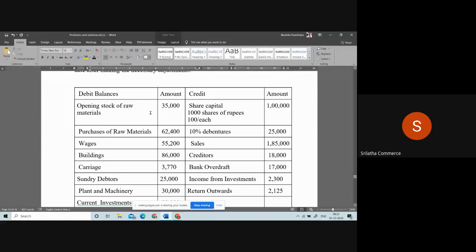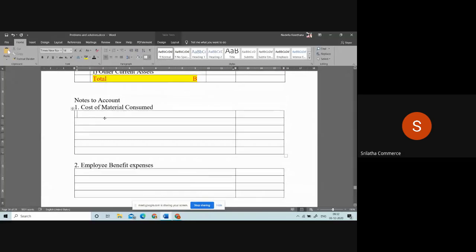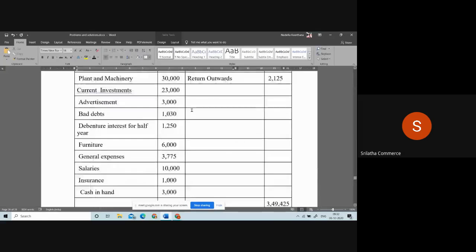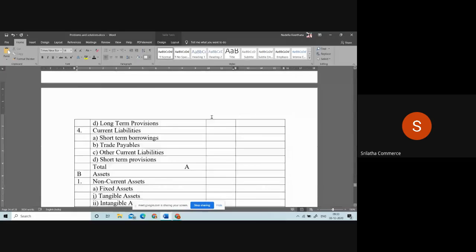Now, opening stock of raw material is 35,000, which you are going to take under cost of material consumed. Cost of material consumed, opening stock 35,000. Add purchases. Purchases how much, ma? Purchases 62,400.